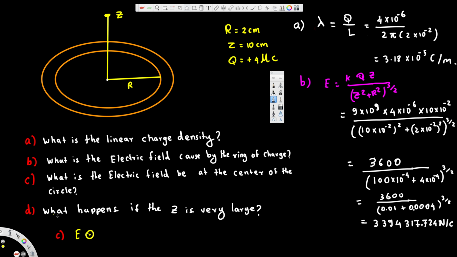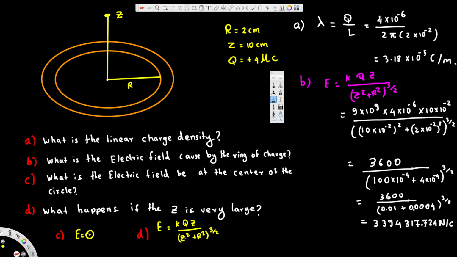Now let's look at the D part. What happens if the z is very large? If this z distance is very large, let's see what happens. In the D part, let's write this equation again. E is equal to kq z over (z square plus r square) power 3 by 2.